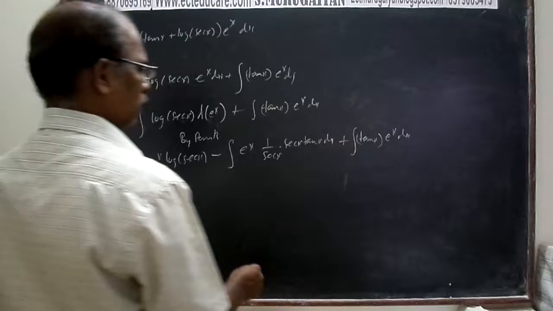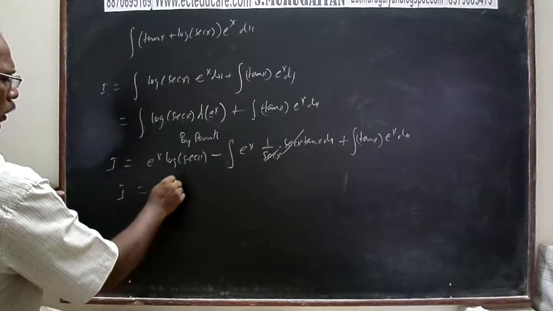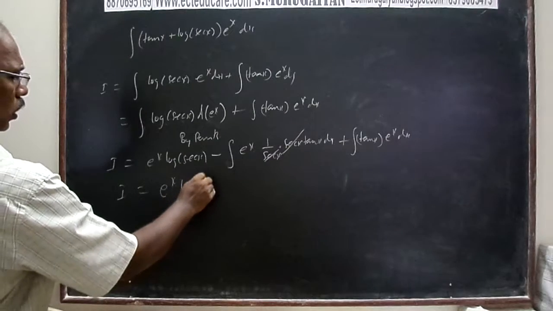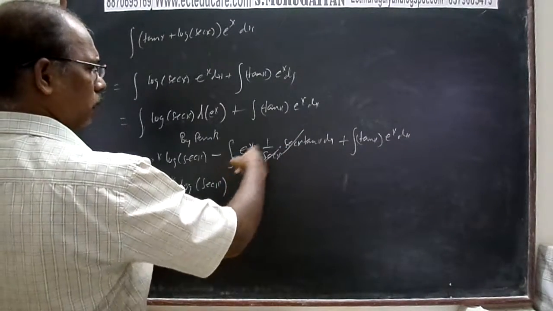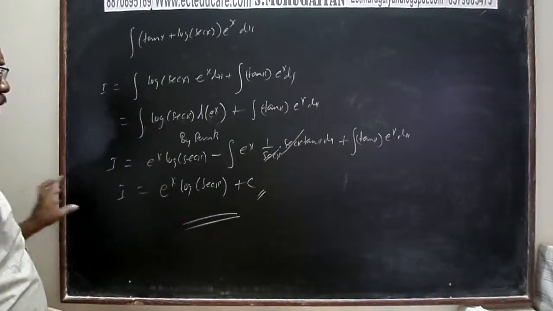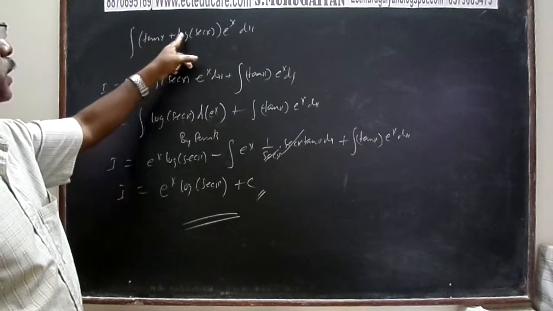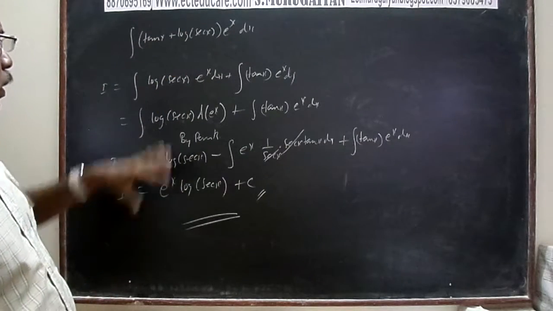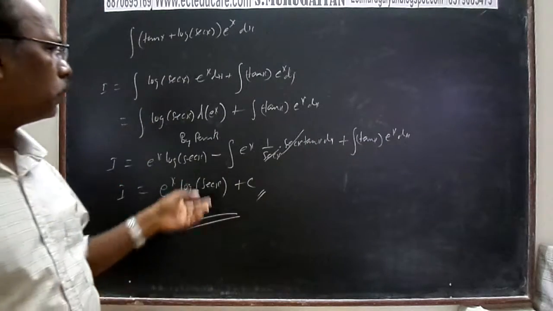This secant x cancels. Then I equals e power x log of secant x; the two integrals cancel, and finally the integration constant. So this is the integral of e power x into tan x plus log of secant x. We have applied integration by parts, so go through it. We will move to the next question.